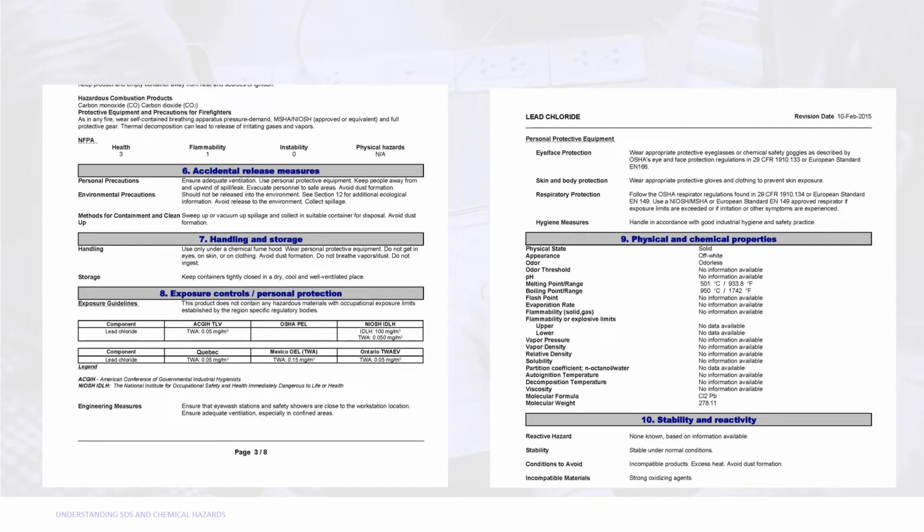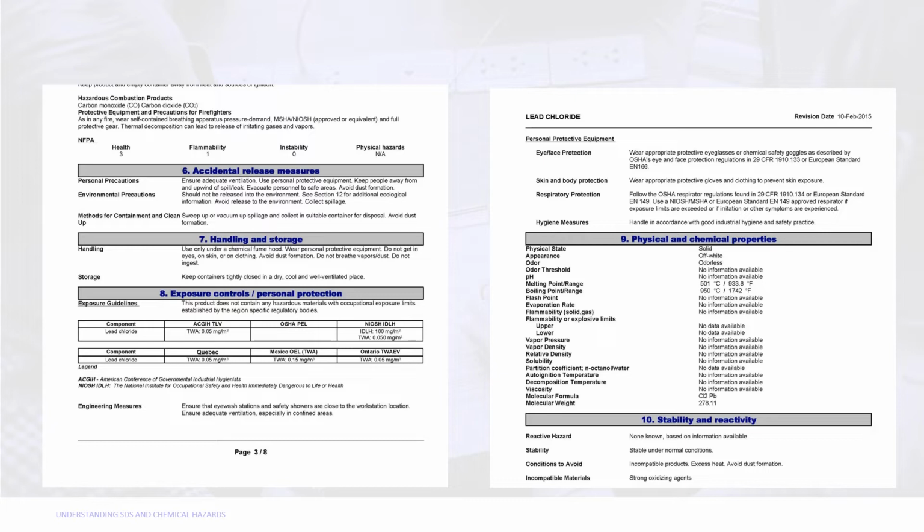Looking at the next two sections, Section 7 gives us information on safe handling and storage procedures, and Section 8 tells us how to minimize exposure. For these two sections, let's look back at the lead chloride SDS. Section 7 tells us that we should only use lead chloride while under a hood and indicates that the dust and fumes are toxic. It also gives us directions to store the chemical in a cool and dry place.